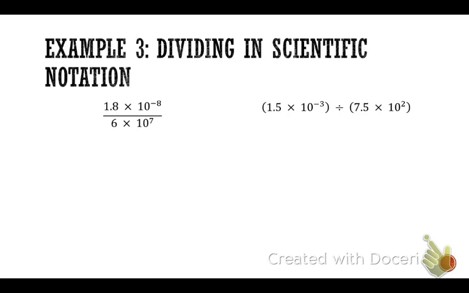All right, example 3. Dividing in scientific notation. Go ahead and write both of these problems down. We have one written as a fraction, and then we have the other one written side by side. You're going to see both formats, so we need to make sure that we're on the same page here. So we're going to divide. What I want you to start off by doing, kind of like what we did with multiplying, is split the fraction, okay? So you're going to show 1.8 divided by 6, and then you're going to show 10 to the -8 divided by 10 to the 7th power.